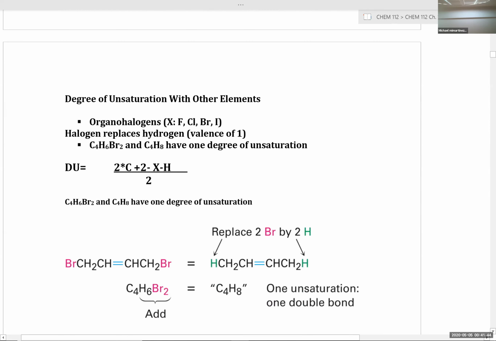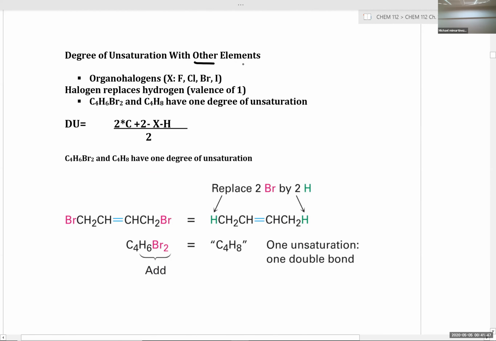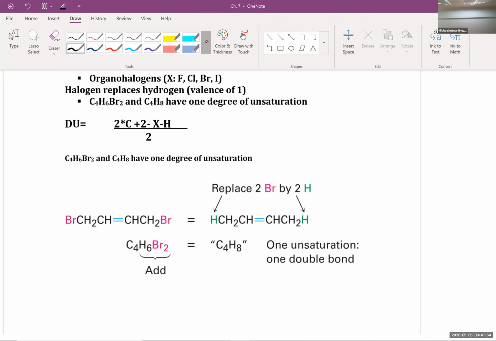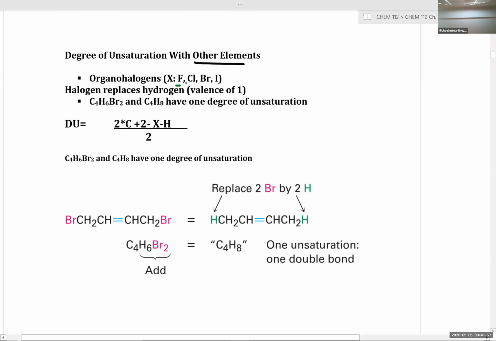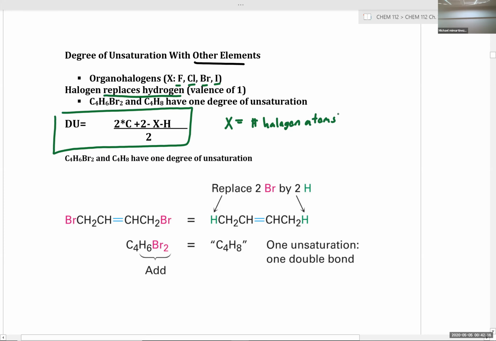Okay, so let's look at degrees of unsaturation with other elements. So organohalogens, so your halogens, fluorine, chlorine, bromine, iodine. So the halogen replaces hydrogen. Okay, so in this formula, we'd use our modified DU formula where X is the number of halogen atoms. So a halogen just directly replaces a hydrogen.